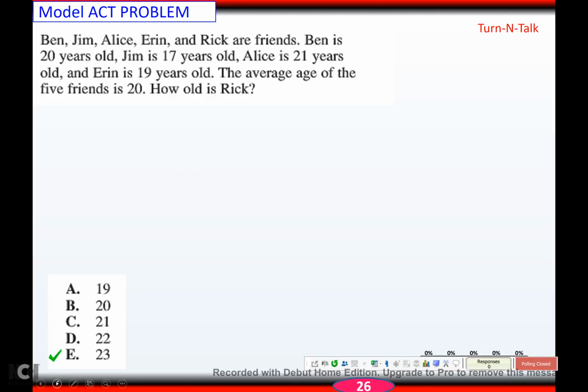And hopefully you got E. So it says Ben, Jim, Alice, Aaron, and Rick are friends. Ben is 20 years old. Jim is 17. Alice is 21. And Aaron is 19. So we've got Ben, we've got Jim, we've got Alice, and we've got Aaron. And it says, how old is Rick?